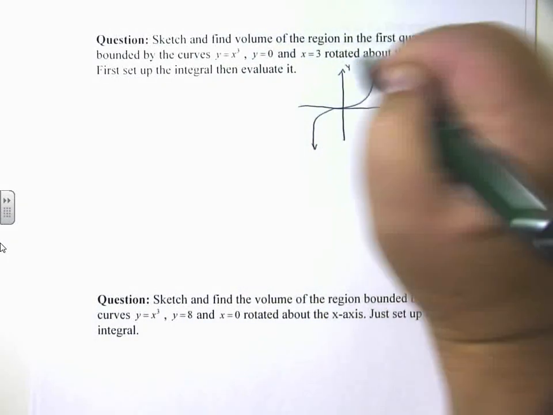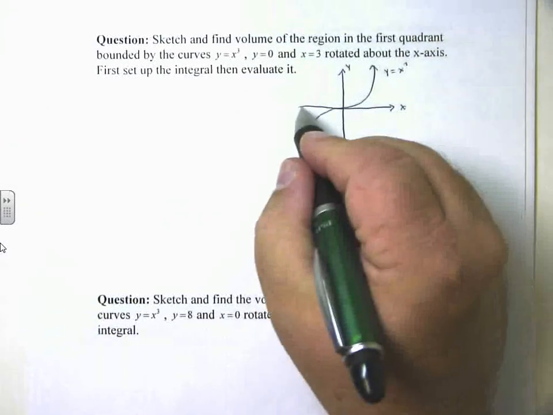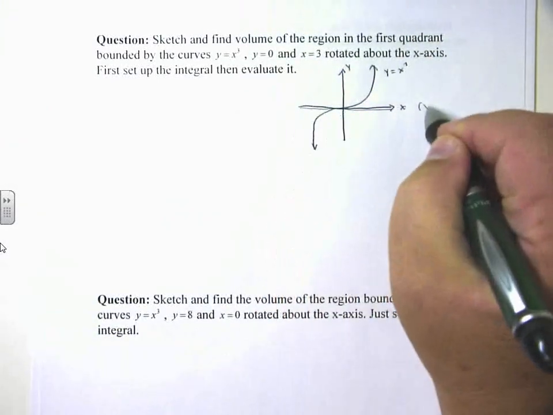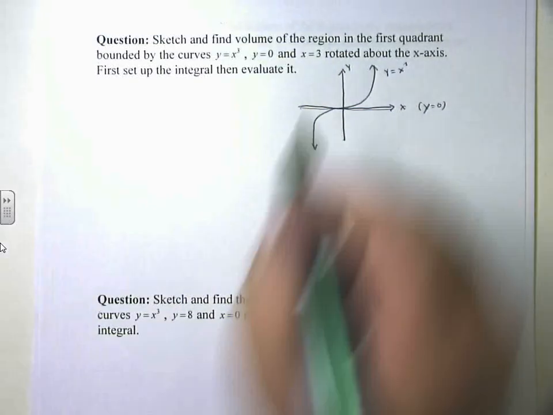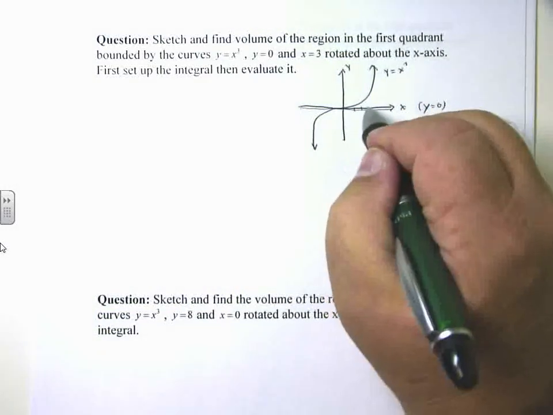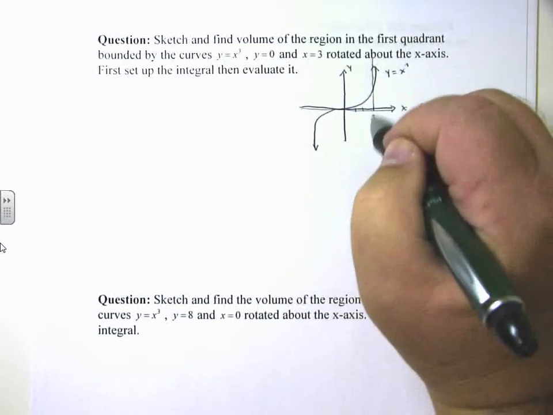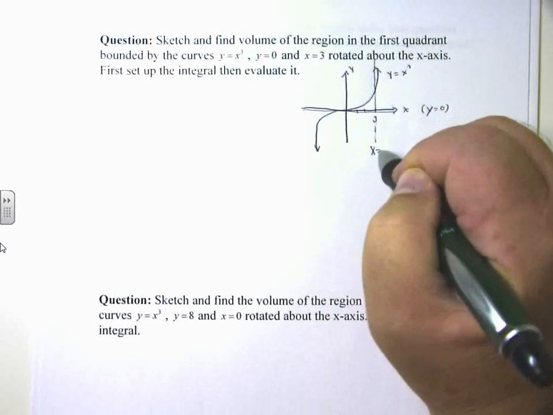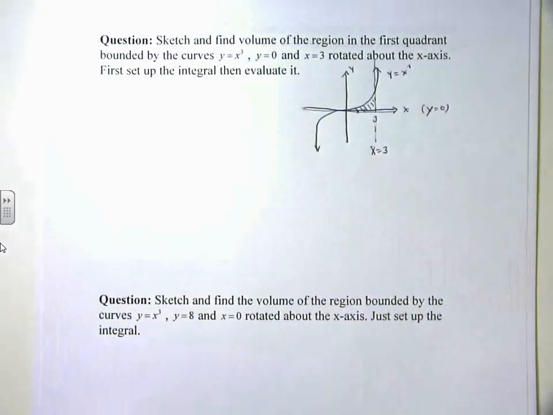Here's my y-axis, here's my x-axis. I have the line y equals 0. Y equals 0 is also known as the x-axis. And then I got the line x equals 3. So 1, 2, 3, right about there. So that's a vertical line, cutting right through there. Here's the line x equals 3. And there's the region that we want to rotate. And we want to rotate this around the x-axis.